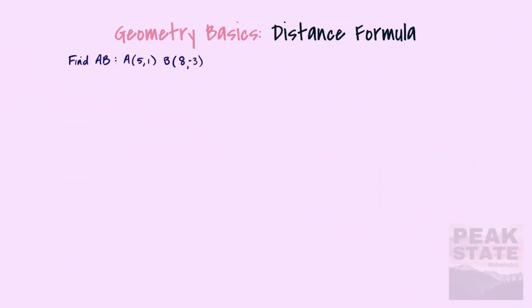Welcome back to Peak State Mathematics, taking a look at your distance formula today. Anytime you're asked to find AB, for example, or just two capital letters, what that's telling you is to find the distance of that segment, or the distance between the 2 points.